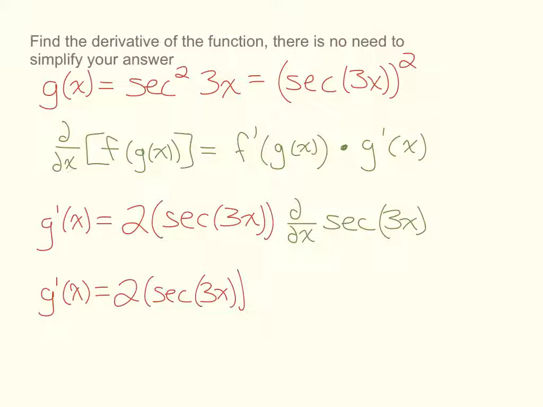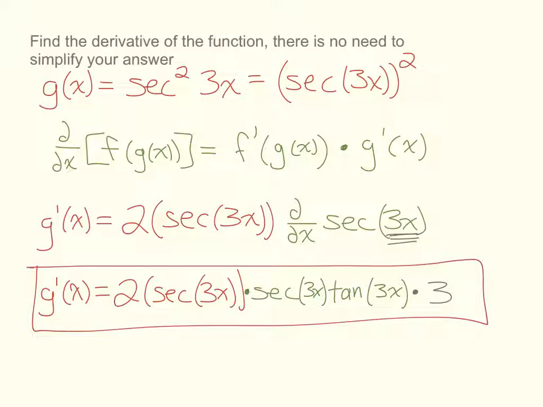The derivative of secant is secant tangent, and we will leave the inside of that function alone. The derivative of what's on the inside of that function, 3x, the derivative of 3x is just 3. We do not need to simplify our answer, so our final answer is g prime of x equals 2 secant 3x times secant 3x tangent 3x times 3.